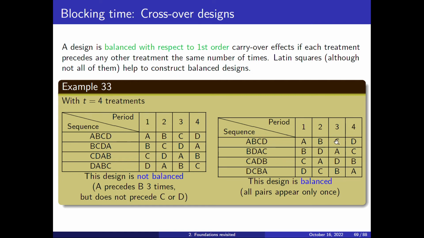Here is a different Latin square, and this time the design is balanced. So all pairs appear once. So you have A before B, A before C, A before D, and you also have B before C, B before D, and B before A. So this is a balanced design, the other one is not.